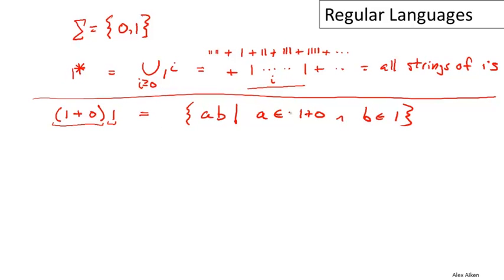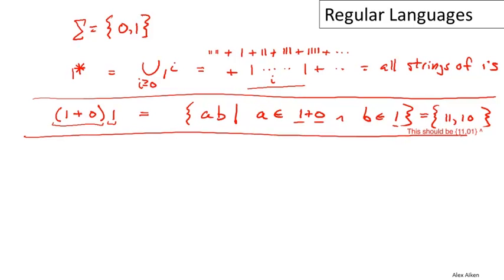All right, and what can that be? Well, there's two choices for A. A could be 1 or 0, and B could be 1. So in fact, this is equal to the set containing the strings 1 1 and 1 0.